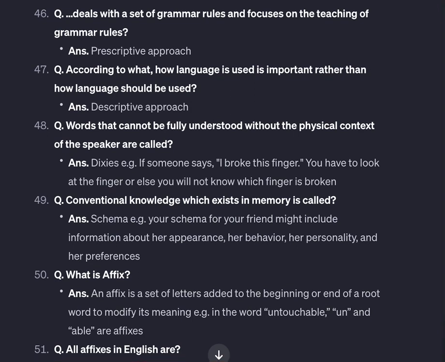Words that cannot be fully understood without the physical context of the speaker are called ANS. Deixis, e.g., if someone says, "I broke this finger," you have to look at the finger or else you will not know which finger is broken. 49. Q. Conventional knowledge which exists in memory is called ANS. Schema, e.g., your schema for your friend might include information about her appearance, her behavior, her personality, and her preferences.